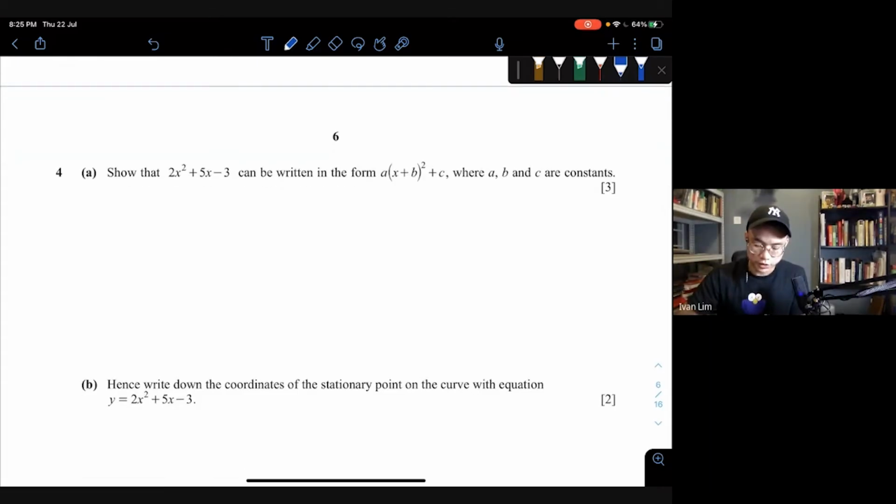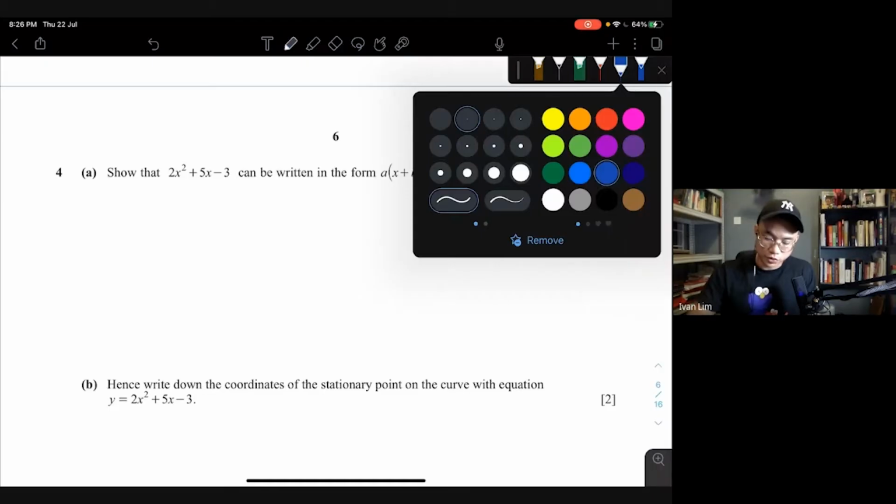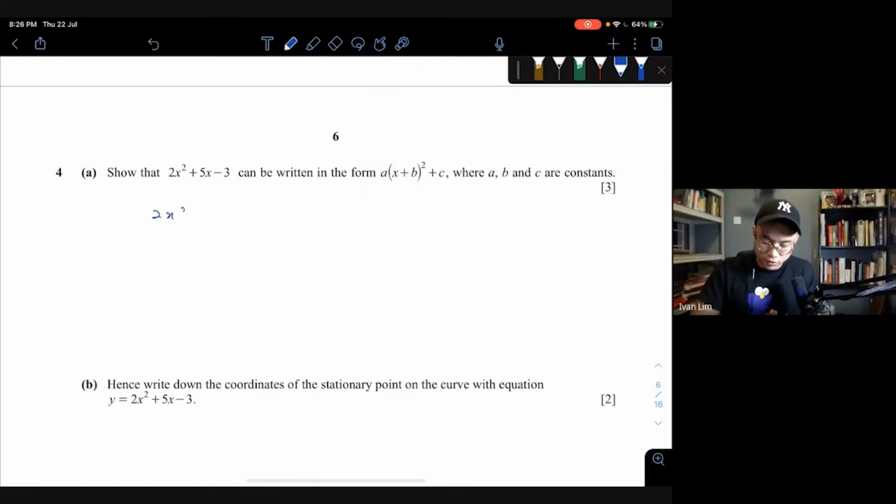All right, let's look at question 4a. Show that 2x squared plus 5x minus 3 can be written in the form a(x plus b) squared plus c, where a, b, and c are constants. What form is this? Completing the square. All right, so completing the square. Whichever method that you all have learned.